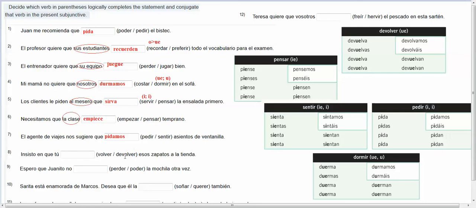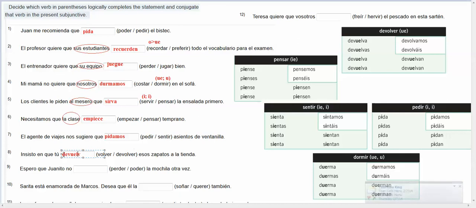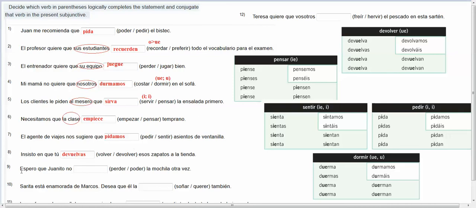Insisto en que tú devolver esos zapatos a la tienda. Probably I'm insisting that you return them. So we've got devolver. Okay, it's an O to UE. And so it's an ER verb, which means that it's going to get that O to UE stem change, except for nosotros and vosotros. So I'm going to get rid of this. I'm going to change that O to a UE. And then what I would add is the opposite ending. If it's an ER verb, my opposite ending is an AS, devuelvas. Insisto en que tú devuelvas.